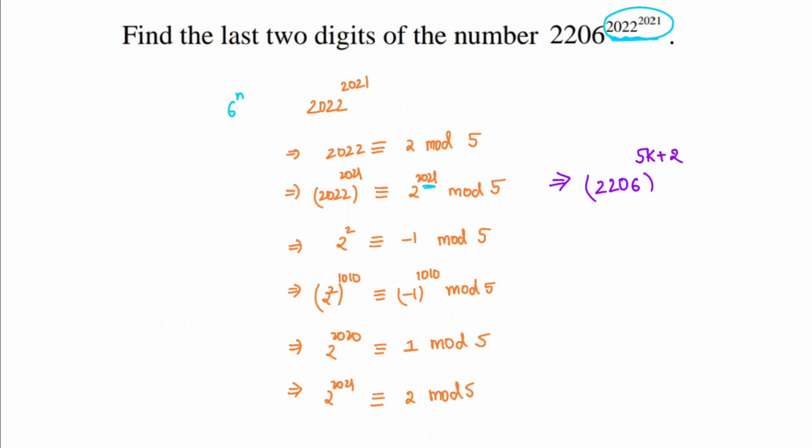Now from the cyclicity of 6 power n, we know that 5k plus 1 will be 06, 5k plus 2 will be 36, 5k plus 3 will be 16, and so on. Now since we need 5k plus 2, we can say that the last two digits of the given number will be 36. I hope you understood watching this.